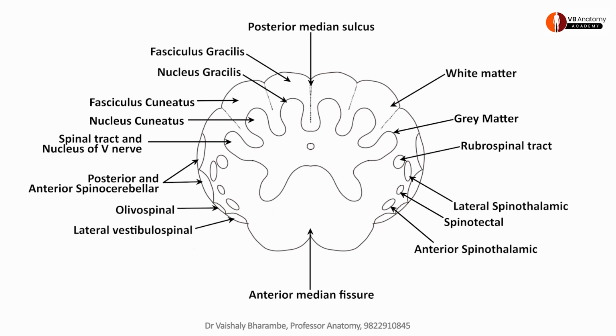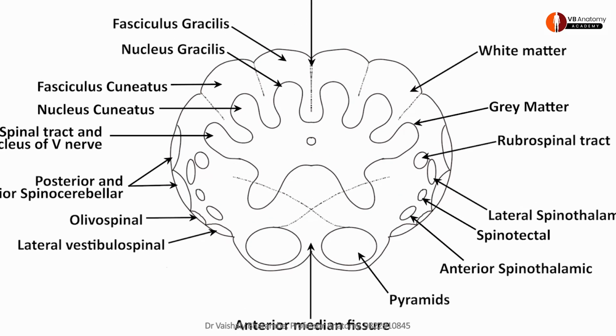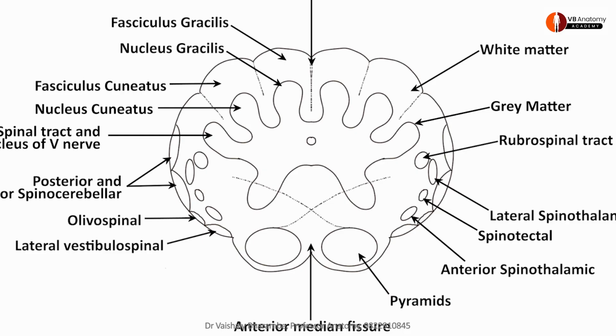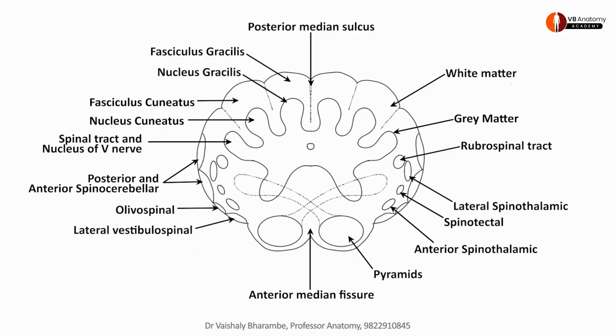Let's now draw the pyramids. So now your pyramids are in place. Now draw two lines, bands, which are crossing each other, indicating the motor decussation. That's your motor decussation happening, fibers from pyramids crossing. That's a very simple diagram. Let's now begin to color it.